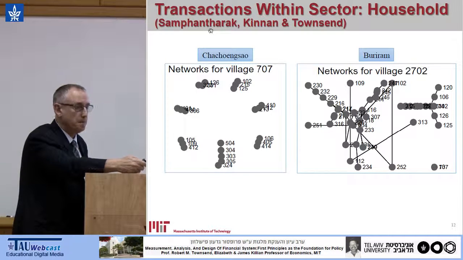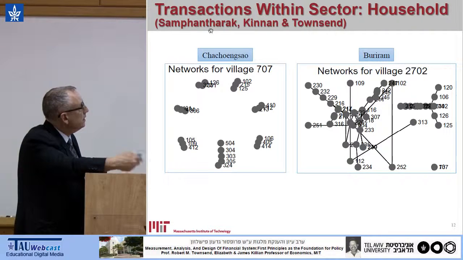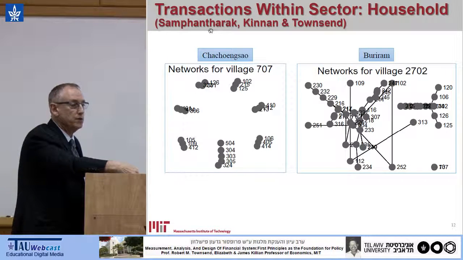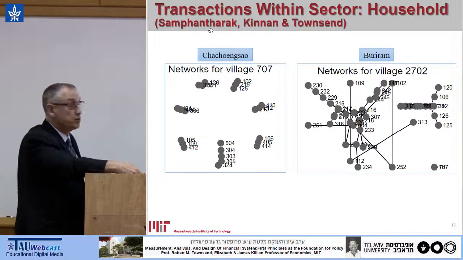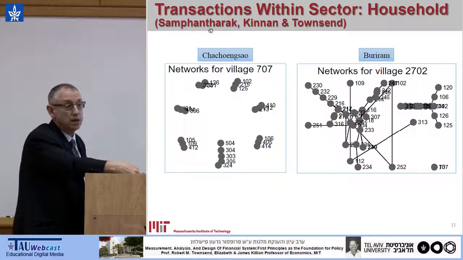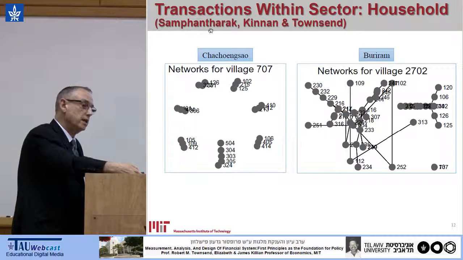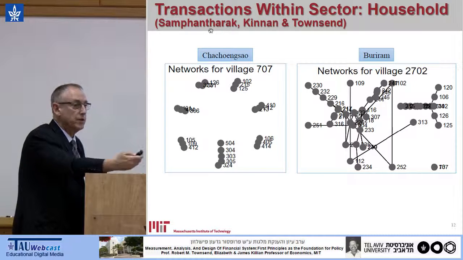Is there something that distinguishes between these two villages? The Buriram is a more traditional village out in the northeastern agrarian part of the country, and Chao Trang Sao is relatively near Bangkok, so you might think that these networks deteriorate to some extent with economic development. However, other things rise to take their place. I'll show you a picture momentarily.